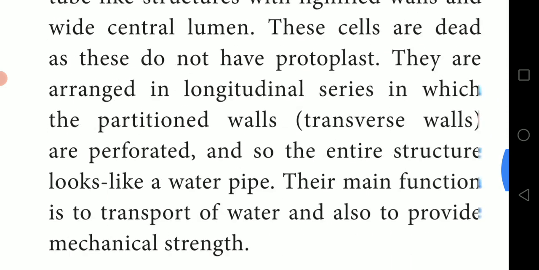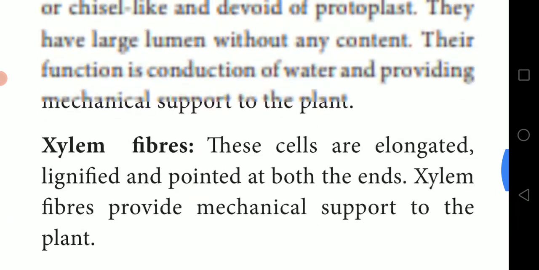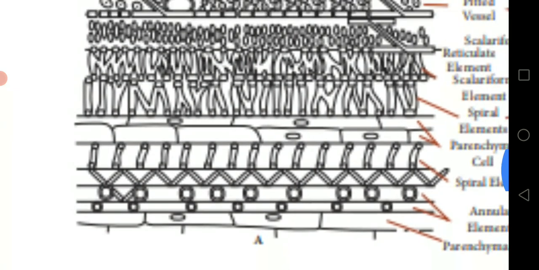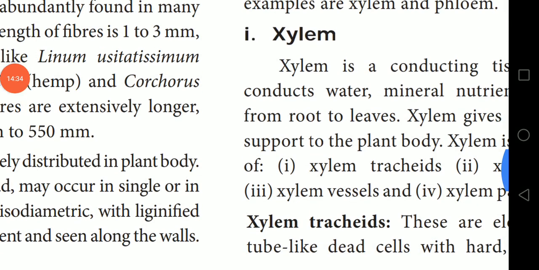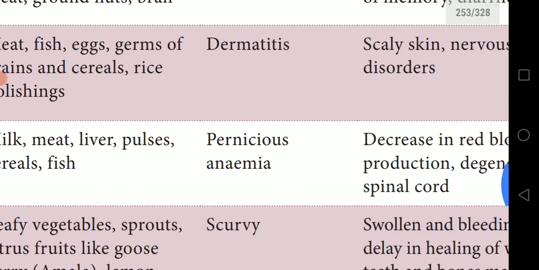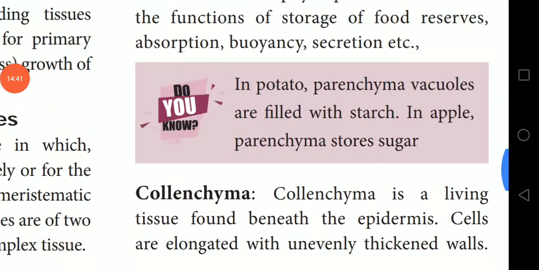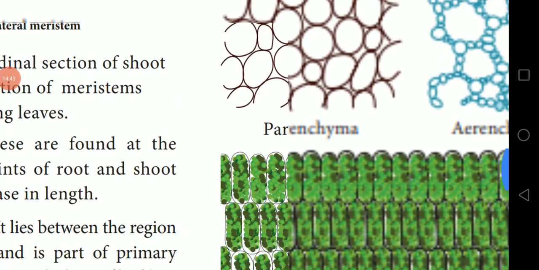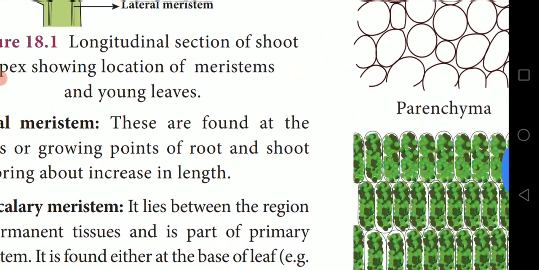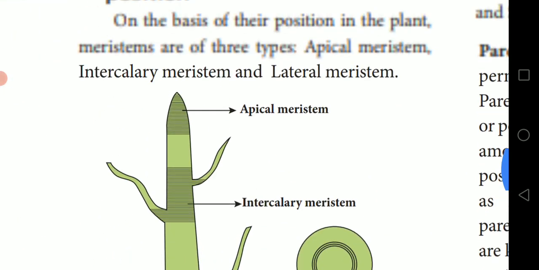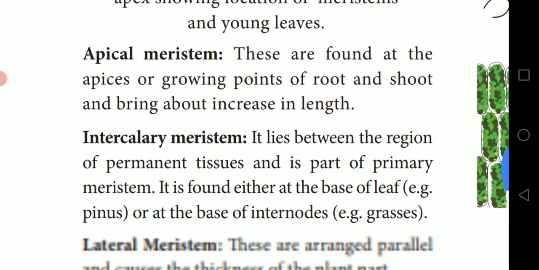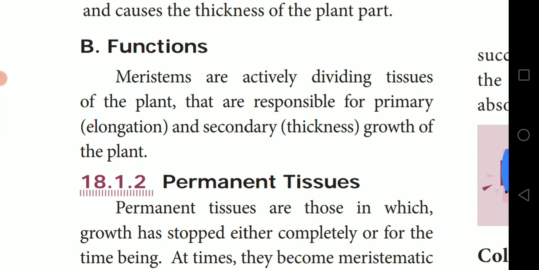Xylem fibres, xylem vessels, and xylem parenchyma are the next topics we are going to see. For now, learn what xylem is, what parts it is composed of, and what collenchyma is. Practice these three diagrams and learn the types of meristems. Whatever we have discussed today, just learn. If you have any doubt, you can contact me. Okay, bye. Take care.